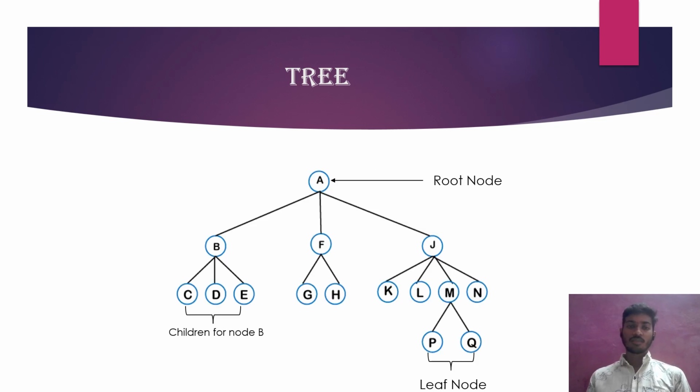Let's see an example of a tree. Here it is a tree and A is the root node as it is the topmost node and C, D, E are the child nodes for B. Here C, D, E, G, H, K, L, P, Q and N are the last nodes called leaf nodes.